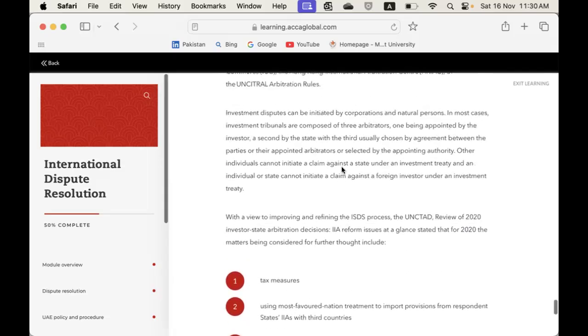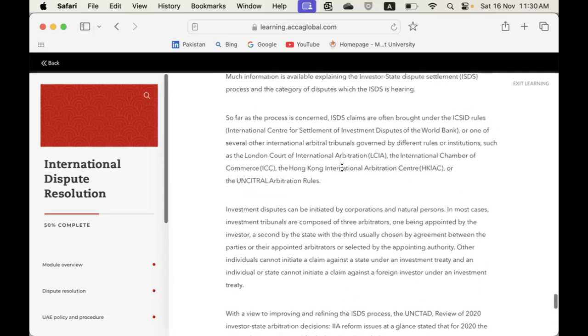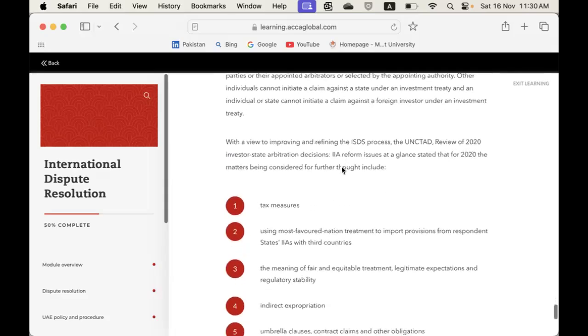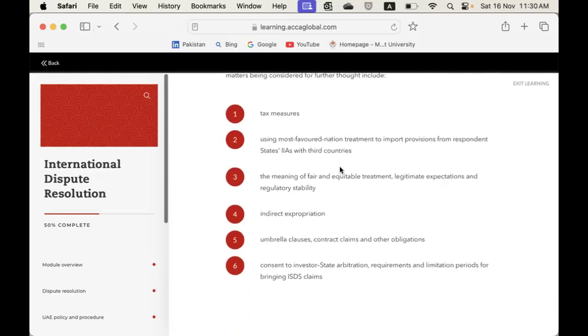So what are these IIAs? We have to look at it. I don't think it has been mentioned here, but I think it is going to come at a later stage. IIAs has not been identified here. Using most favored nation treatment. So basically it's a status granted by one country to certain other countries which are seen as the most favored nation in terms of investment, in terms of bilateral relations.